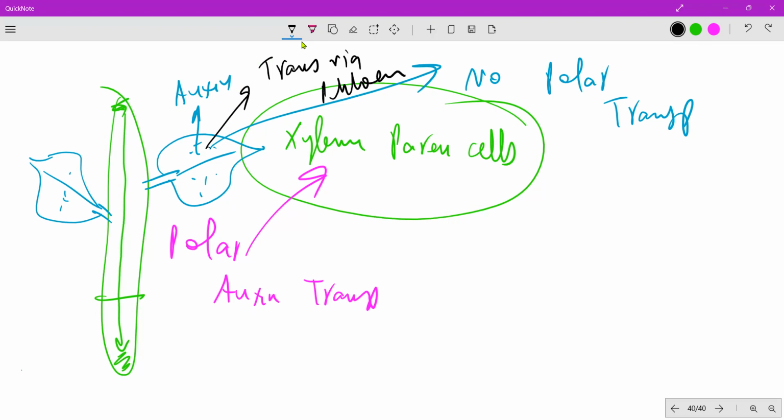And it is transported bidirectionally. It means from here it can go up also. It can go to the shoot tip also, and from here it can go to the root tip also. So do you think it shows unidirectional transport? No. It can be transported bidirectionally also. So auxin transport in plants is more complicated, in fact.